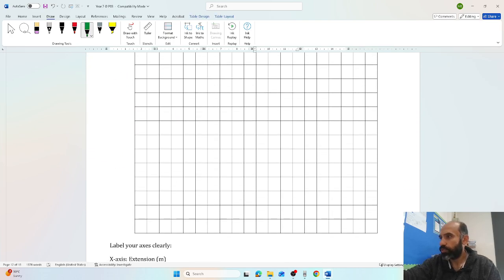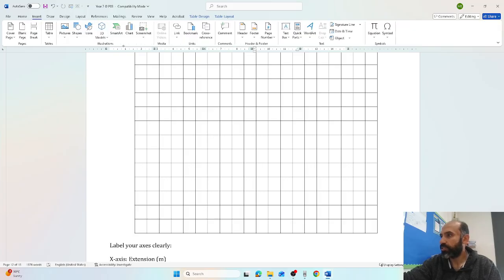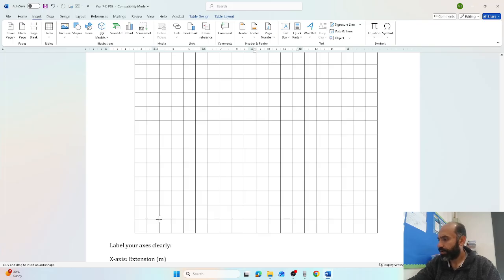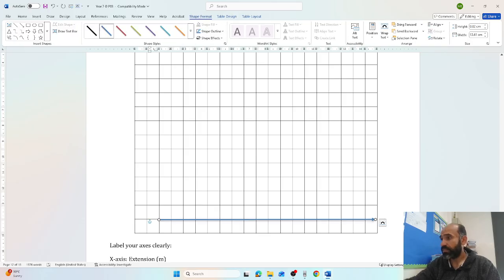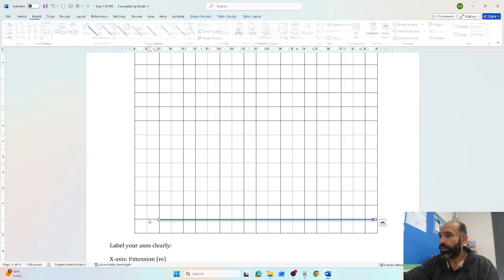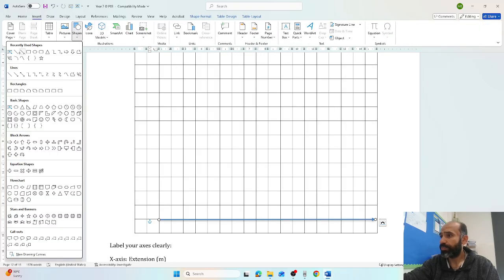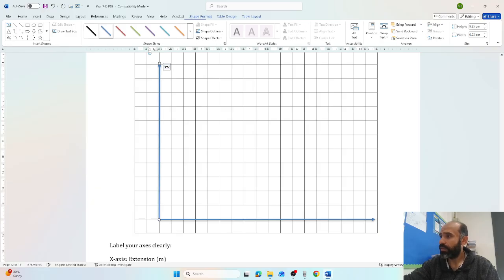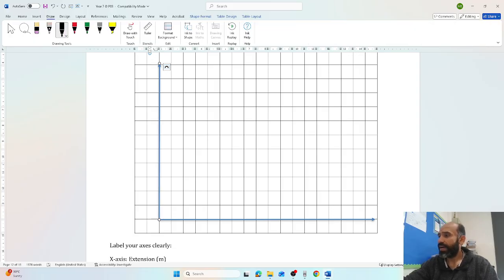You need to use your ruler just to draw a straight line. So from here, we will draw just a straight line. This represents the x-axis, and then we can have another straight line which represents the y-axis. Over the y-axis we will put force, which represents the weight in Newton, and over the x-axis we will add the extension in meter.